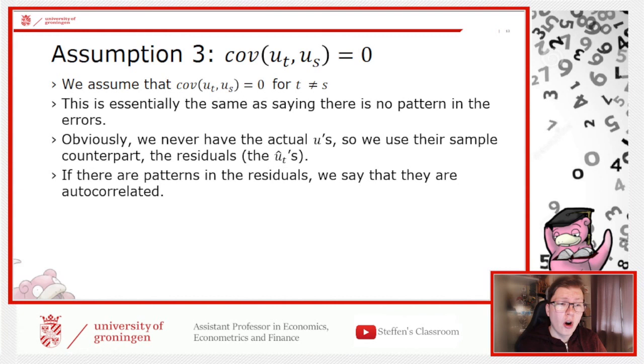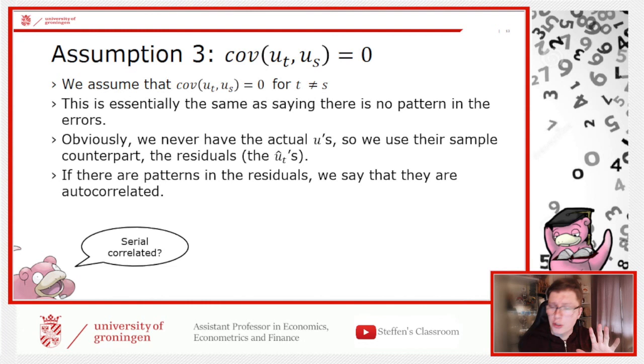This is known as autocorrelation or serial correlation. We use the words interchangeably, but I prefer to use autocorrelation because, as the word implies, it correlates with itself. Also because you're talking about correlation over time, so patterns within the same error for the same estimation. Yet again, we are of course looking at their sample counterparts, because we cannot observe the errors, we only observe the residuals. So if there's any pattern to be seen, we call them autocorrelated or serially correlated. You can choose whatever word you like, but I prefer autocorrelated.